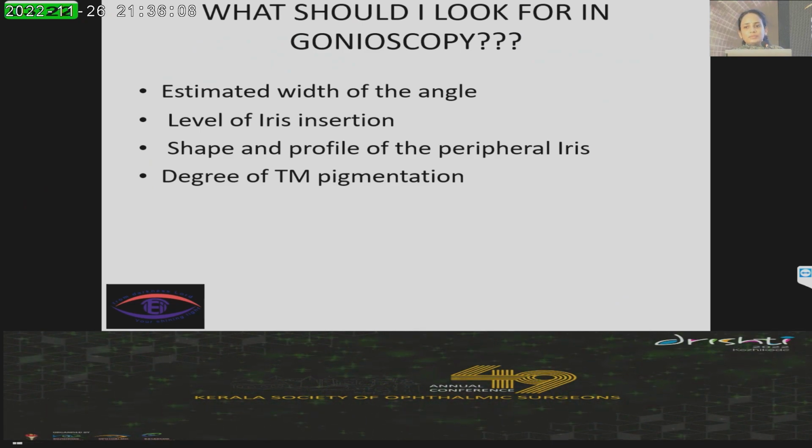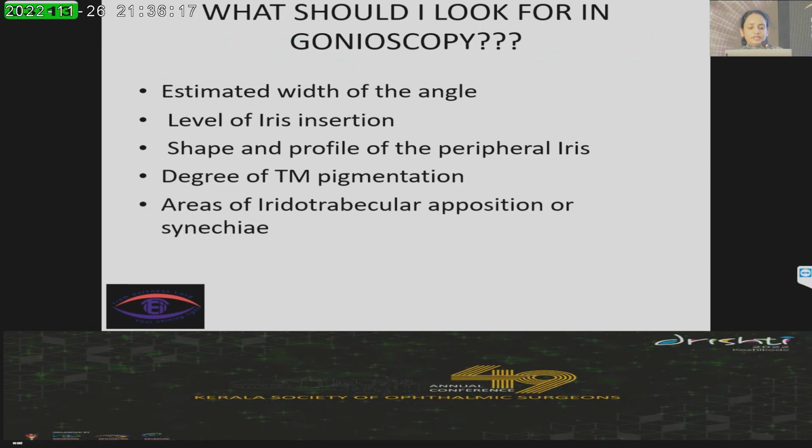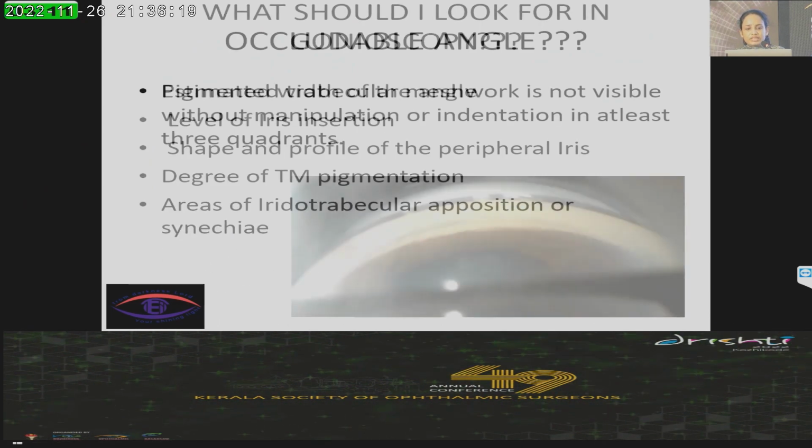In young patients, the trabecular meshwork may not be pigmented, so you can easily misdiagnose it as a closed angle. So always identify the Schwalbe's line using a corneal wedge, and also identify areas of iridotrabecular apposition or synechiae.